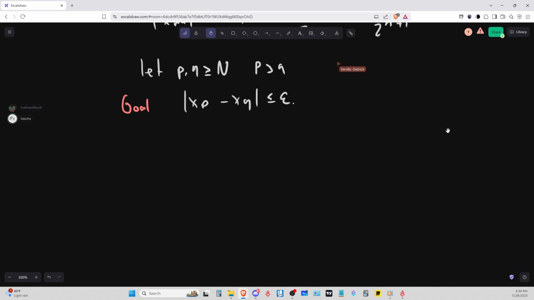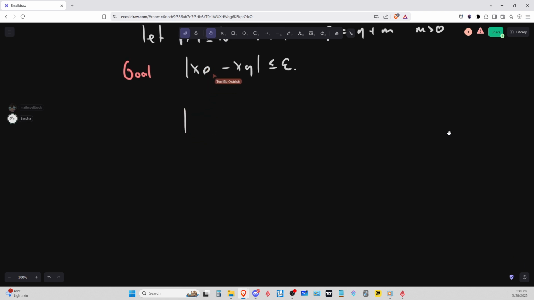So I assume that, and what it allows me to do is write p as q plus some quantity, let's call it m, where m is positive. And now we're going to have fun. Now xp can be written as x of q plus m. And now we're going to use a famous trick.